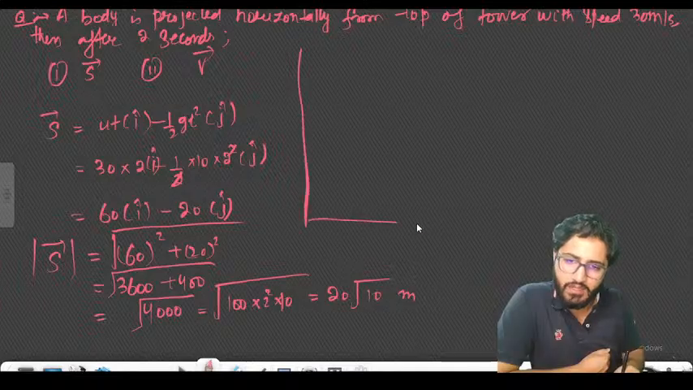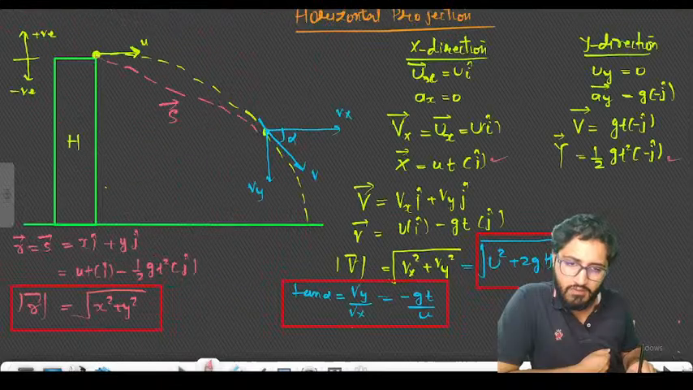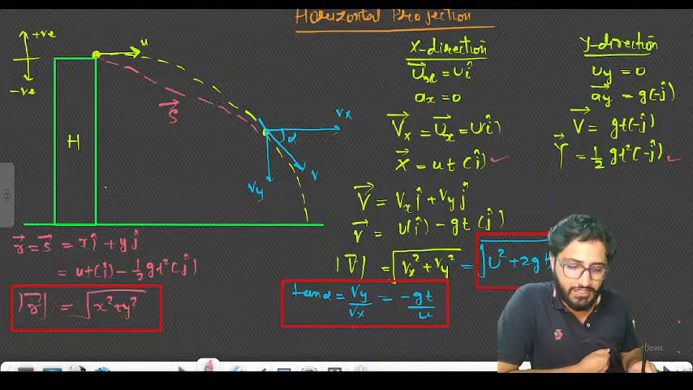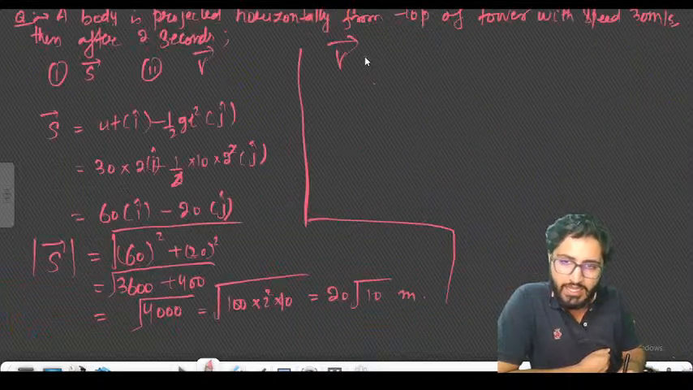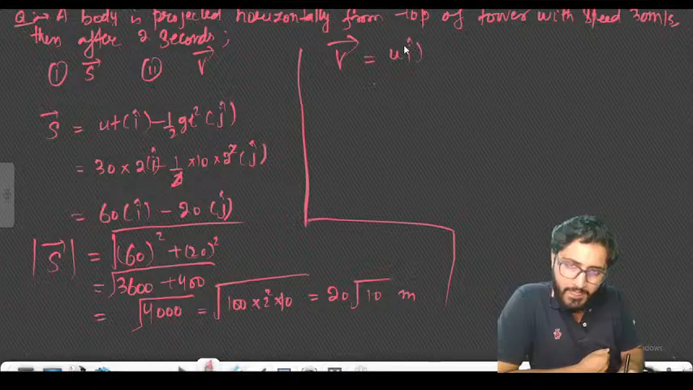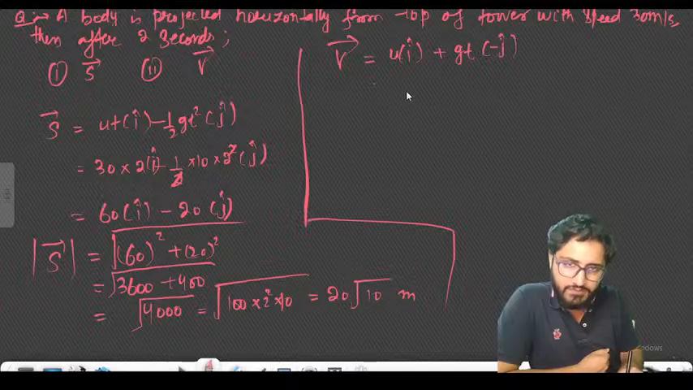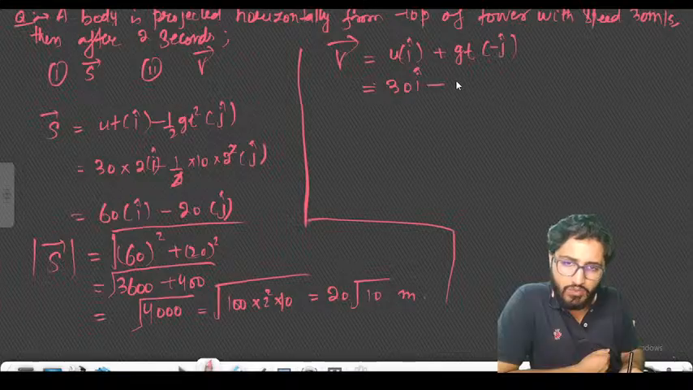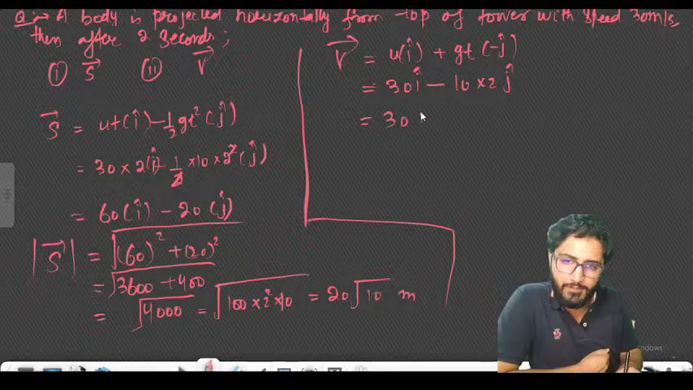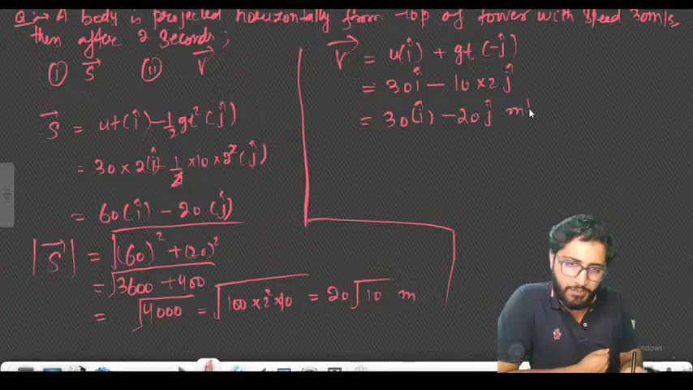Now second part, velocity vector. What is velocity vector from the previous thing? Velocity vector is how much? Is it ui minus gt? Okay, I can write here it is u i cap plus gt, but that one is in minus j direction. What is u? It is 30 i cap. I will take minus outside. It is 10 multiplied with 2. It is j cap. So my answer is 30 i cap minus 20 j cap meter per second.